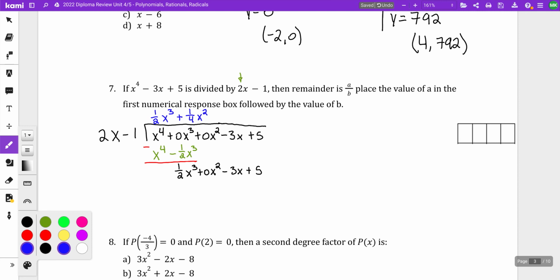Two times 1/4 would become 1/2, right? 2 divided by 4 is 1/2. That gives me 1/2 x cubed minus 1/4 x squared. And subtract. I'm going to run out of space. The x cubes go away. 0x squared minus negative 1/4 x squared will give me positive 1/4 x squared. And then I still have my other terms sitting here. Minus 3x plus 5.